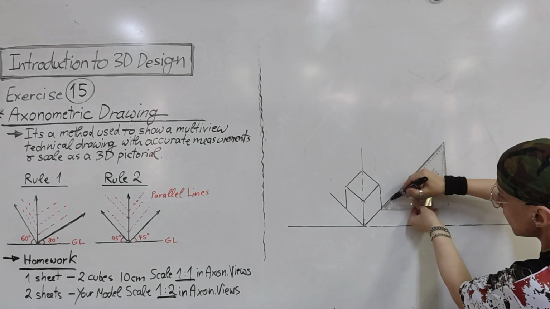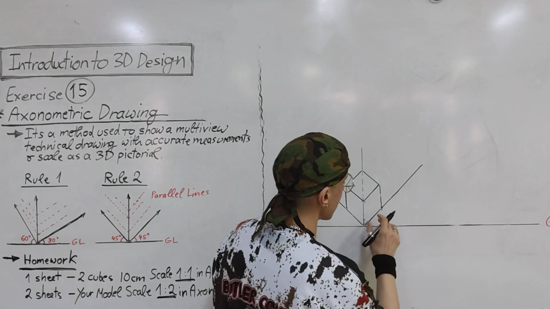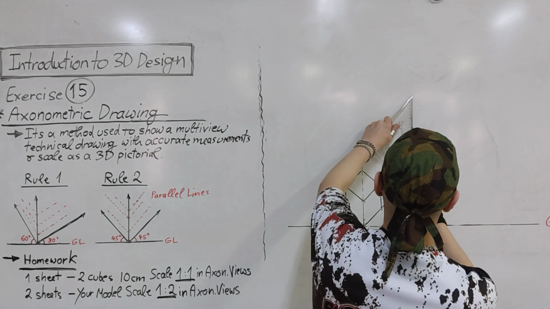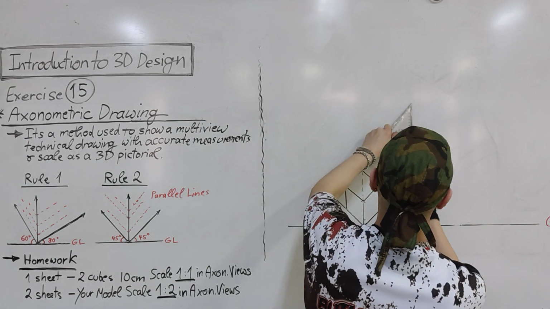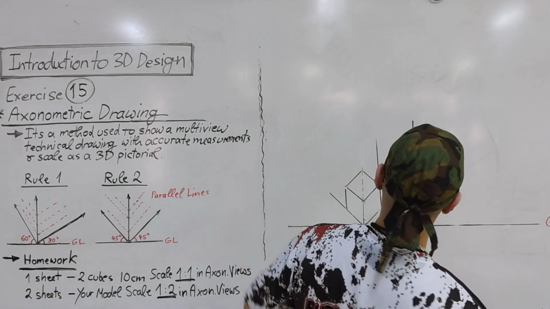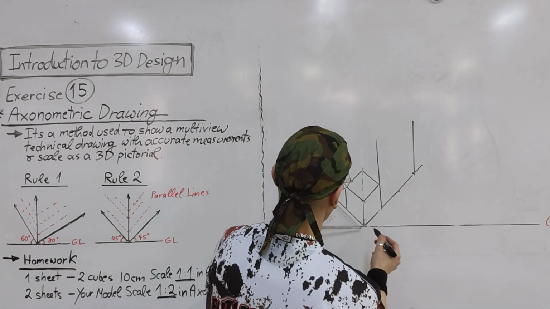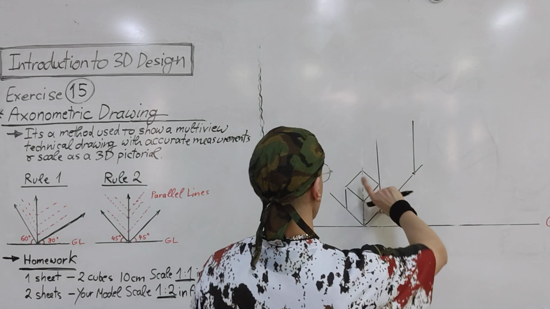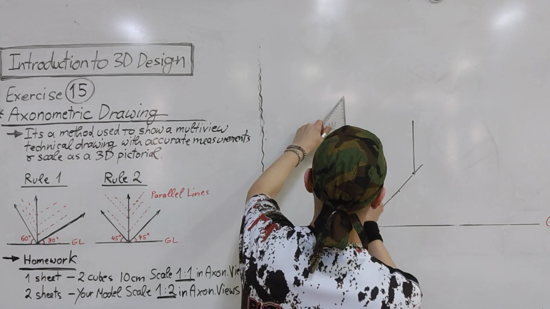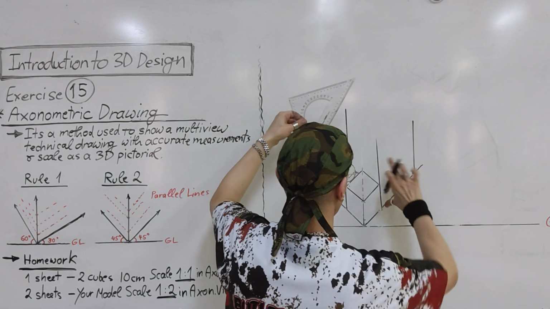So continue the line. We need a longer line from here. We will measure from here to here 10, so 2 times this, somewhere here. Straight line up. Okay. From here also 10. So this is here 10. This is here 10, somewhere here behind. Okay. 10 here.